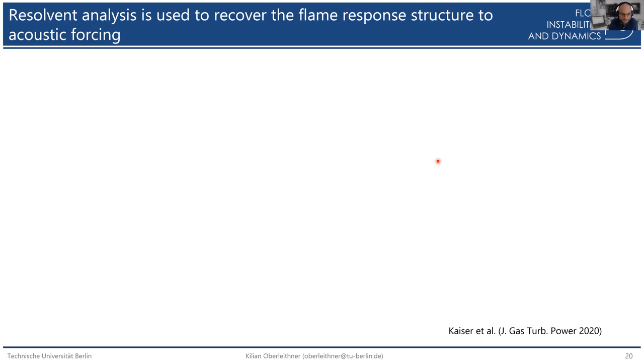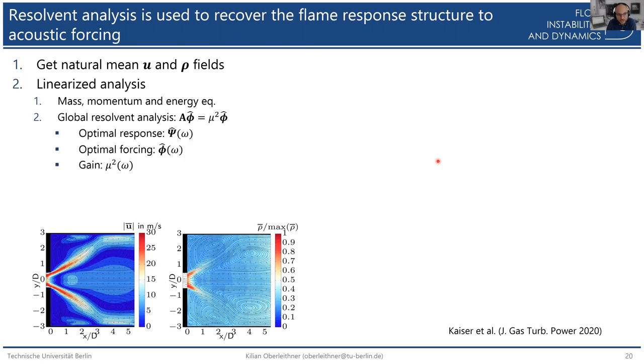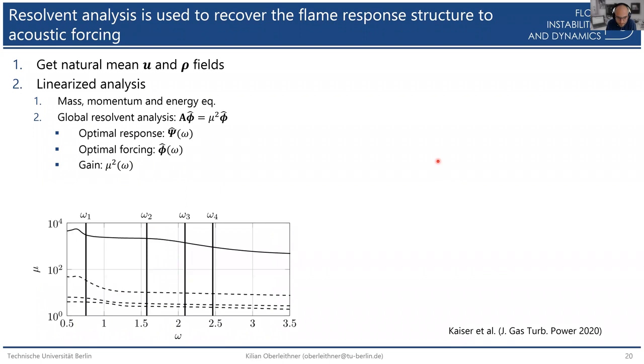And we used some resolvent analysis with the aim to recover the flow and flame response in our combustor. So once again, we took our mean fields here and we did a linearized analysis now based on the mass, momentum, and energy equations. And we conducted a global resolvent analysis where you get your optimal forcing and response modes and a specific gain. So here's the gain shown.